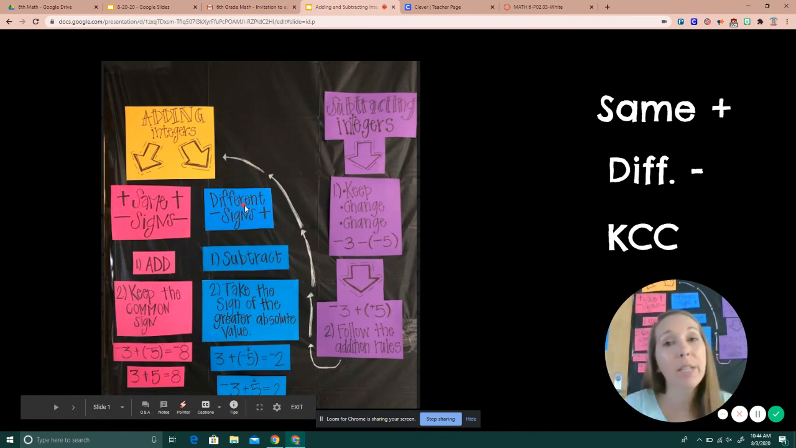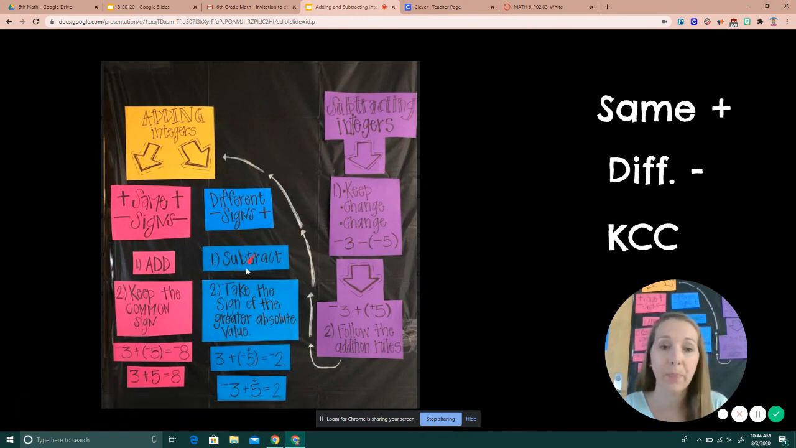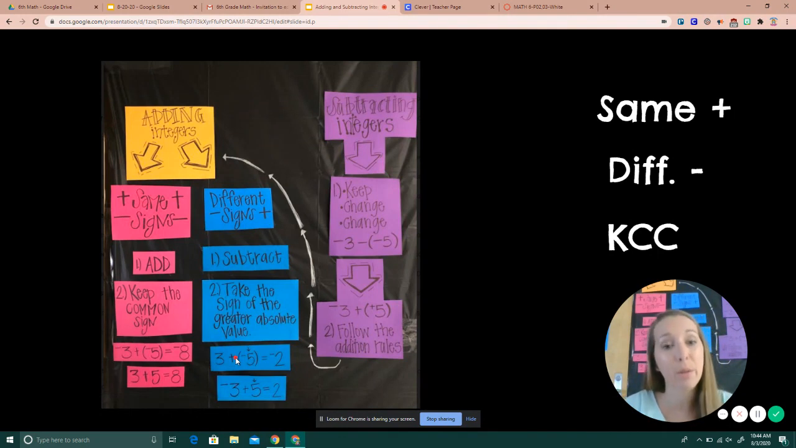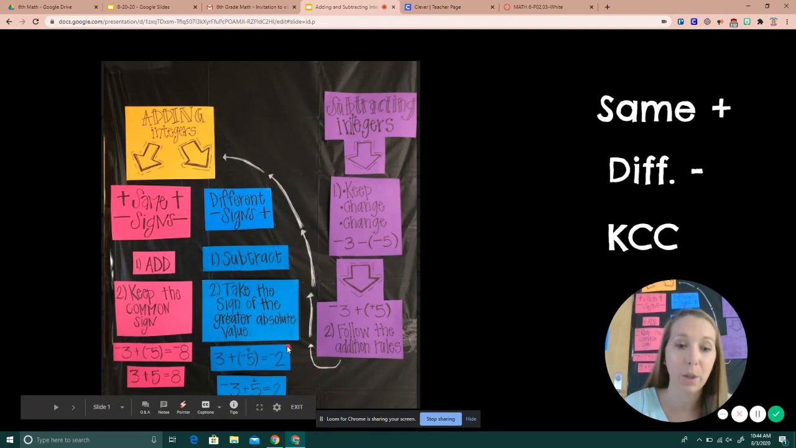Now, if they are different signs, you are going to subtract and take the sign of the larger absolute value. For instance, here we have a 3, which is positive, plus a -5. So you subtract 3 and 5 and get 2, and you take the sign of the larger absolute value, which in this case is -5 because it is 5 spaces from 0 rather than 3 spaces. So that gives us -2.